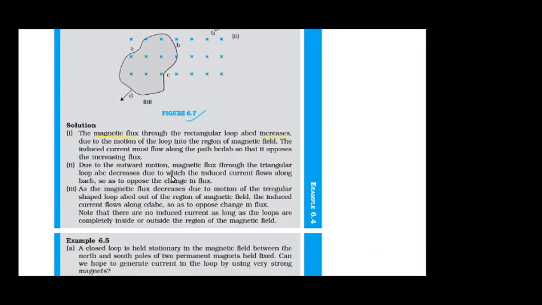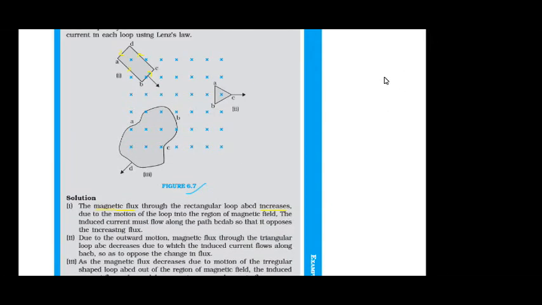Now, due to the outward motion, the magnetic flux through the triangular loop decreases. So let us check the triangular loop. The triangular loop is moving away from the magnetic field, so its magnetic flux will decrease.